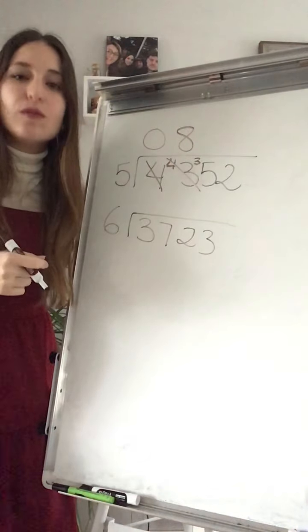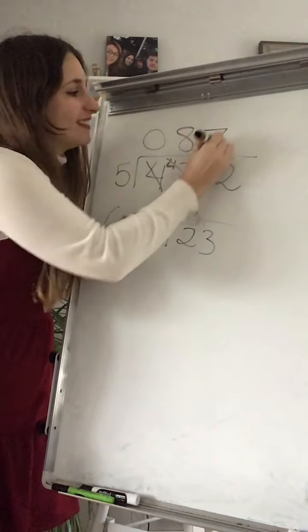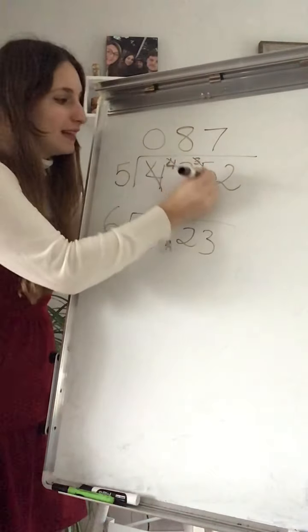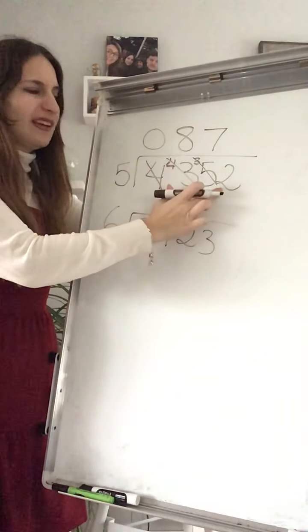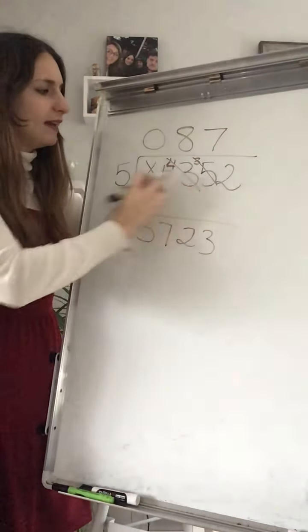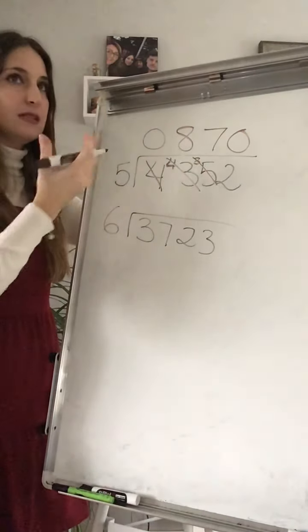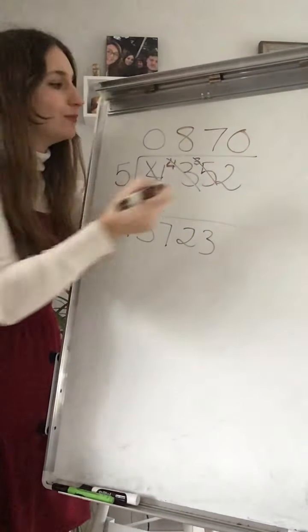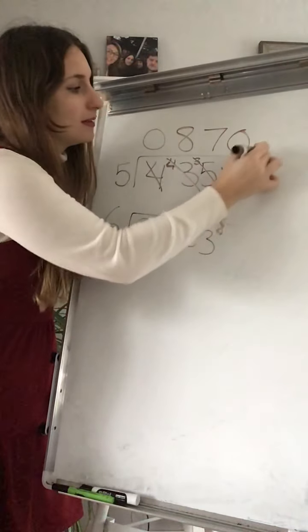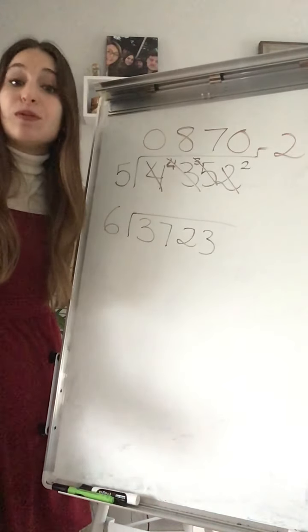Can you think of what number times 5 is 35? Yes, 7 times 5 is 35. And I have a 2. Well, I cannot because it's smaller. So 0 times 5 is 0, 1, and 2. So you have 870 with remainder of 2.